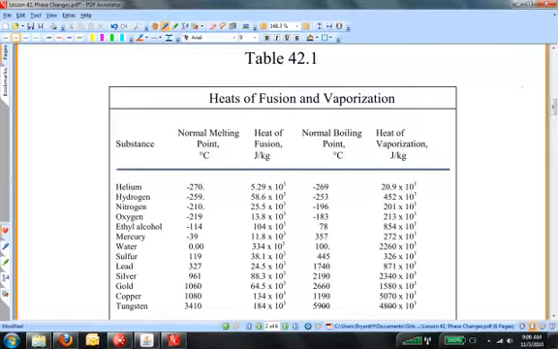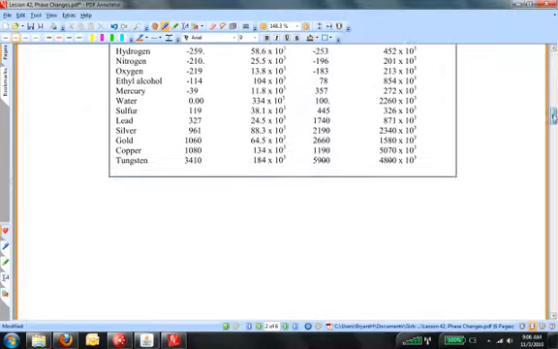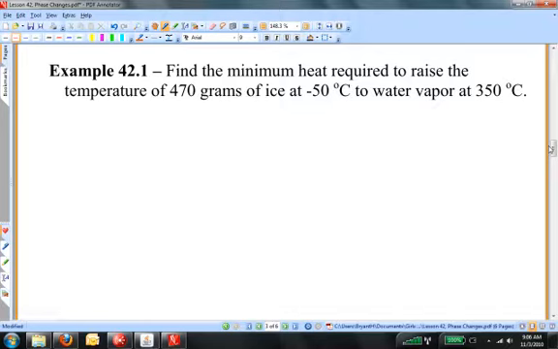What we'd like to do now is to solve some numerical problems, and there are 3 of the 4 examples that we're going to take a look at. So let's begin. Find the minimum heat required to raise the temperature of 470 grams of ice from negative 50 degrees C to water vapor at 350 degrees C.